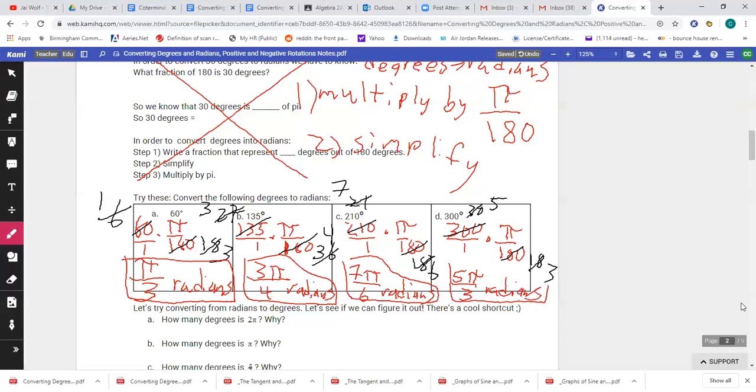Okay, before we move on, any questions on how to convert degrees to radians? Because the next thing is we're going to convert the other way, radians to degrees. Mister. Yeah. You leave it as an improper fraction though? Yes. Okay.